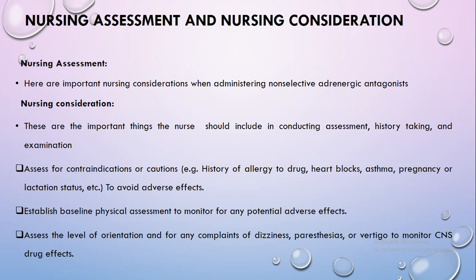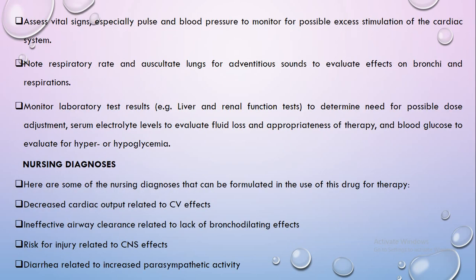You should also assess the level of orientation and for any complaints of dizziness, paresthesia, or vertigo to monitor the central nervous system drug effects, which we have already discussed in detail. You should also assess the vital signs, especially the pulse and blood pressure, to monitor for possible excess stimulation of the cardiac system. Note respiratory rate and auscultate the lungs for adventitious sounds to evaluate the effects on bronchi and respirations.